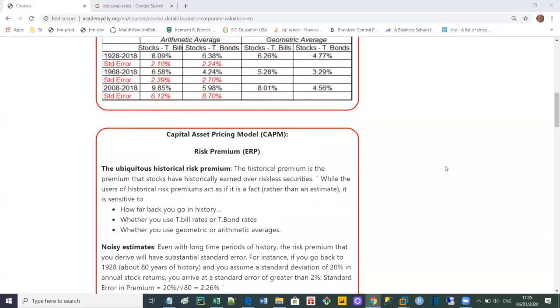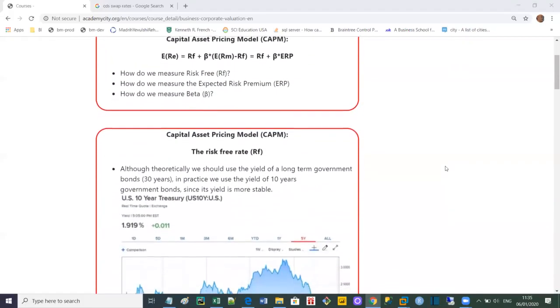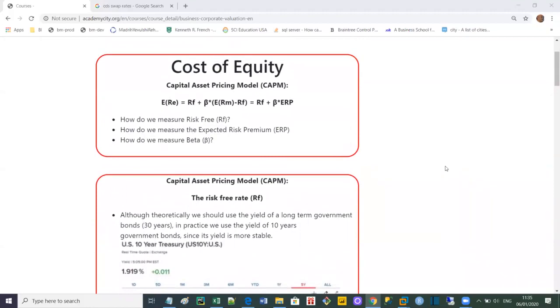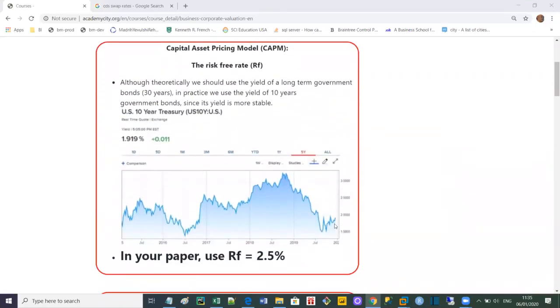So let's start from the very beginning. First of all, we need the risk-free. As we said in the cost of debt, we use the 10 years government bonds. That's something you can find online. It's not a fixed number, it goes up and down, mostly around 2.5%. So if you assume that the risk-free in the future is going to be around 2.5%, it's not a bad assumption.